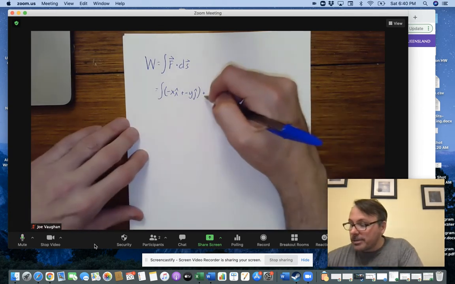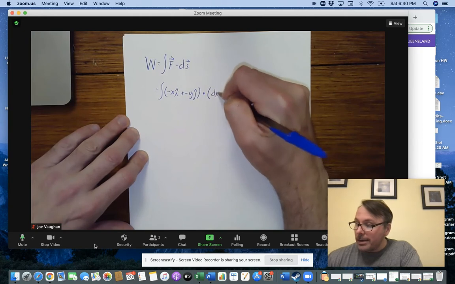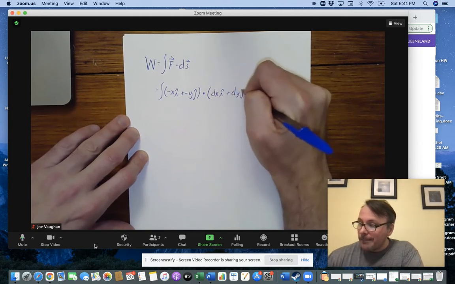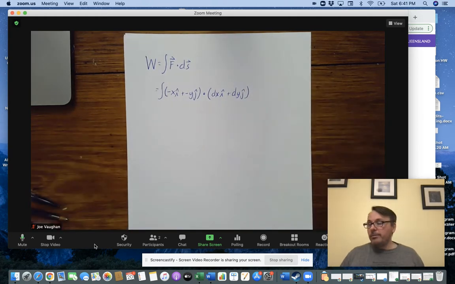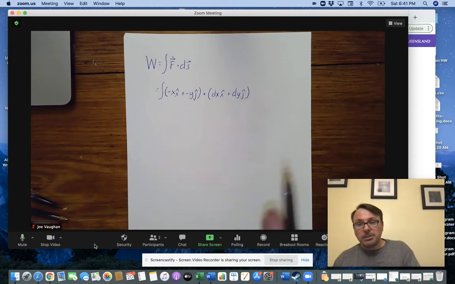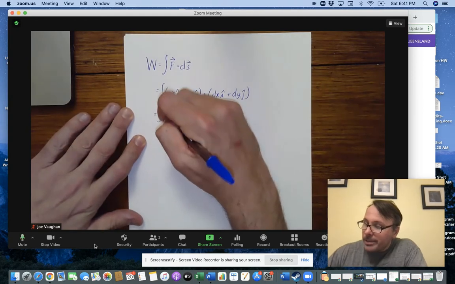Well, any ds vector, if we're going to put it in ijk notation, is going to be a little movement along x, i, plus a little movement along y, j, right? So step one, pick our paths. Step two, we're going to write out the force and the displacement vector in our ijk notation, and then we're going to evaluate this dot product.